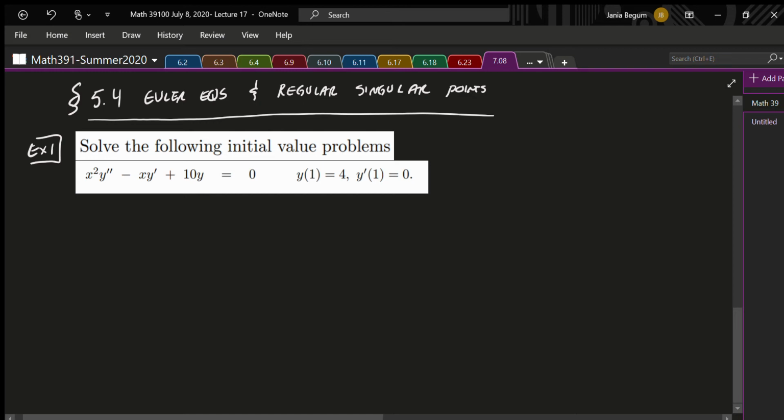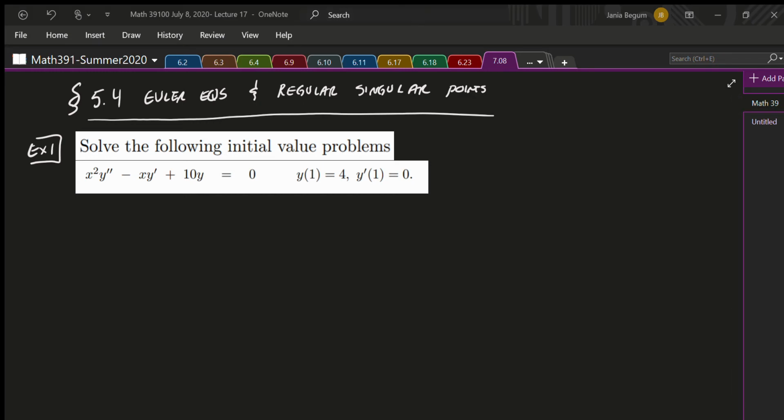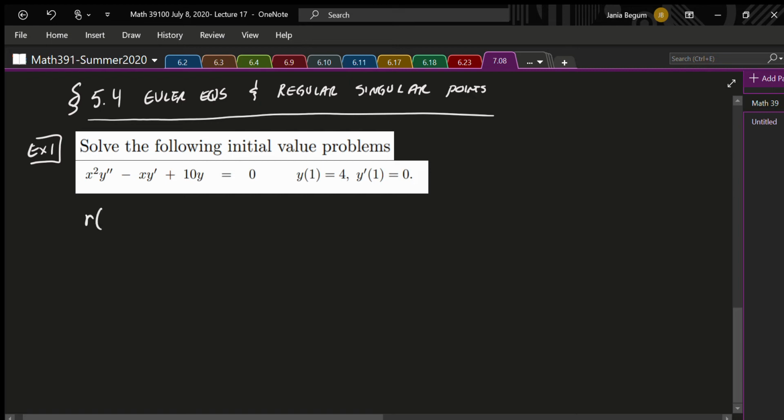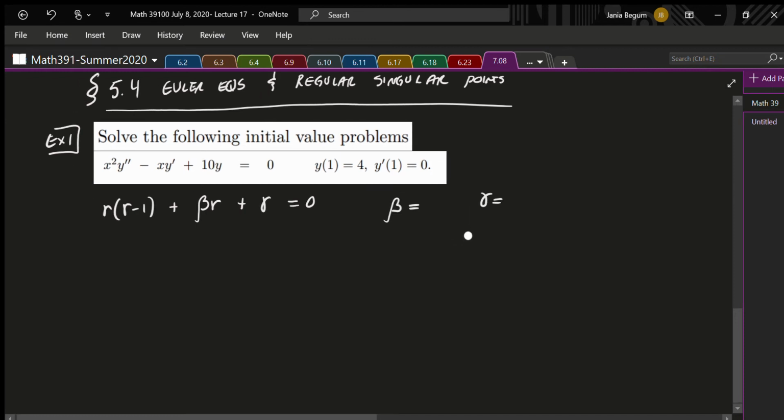You can easily identify this is an Euler equation, right? Because you have a term involving x squared with the second derivative, x with the first derivative, and then a constant with the y term. So just by looking at it, we can identify the indicial equation: r times r minus 1 plus beta r plus gamma equals 0. Let's identify what beta and gamma are. What are those constants?